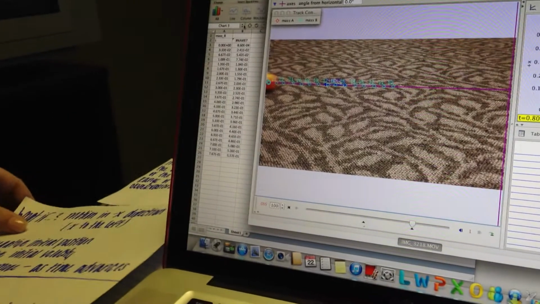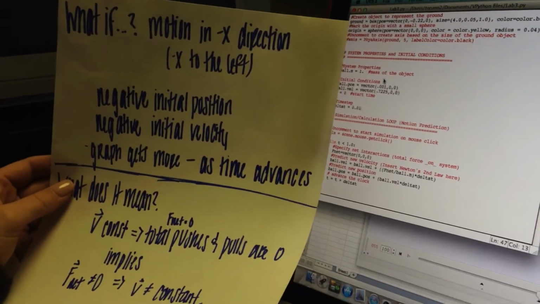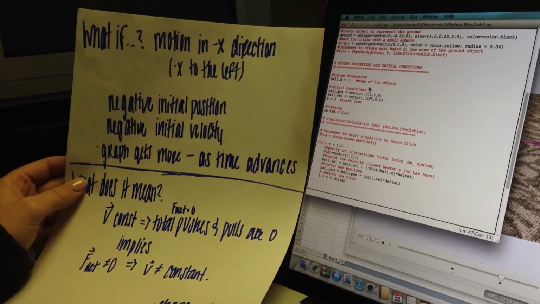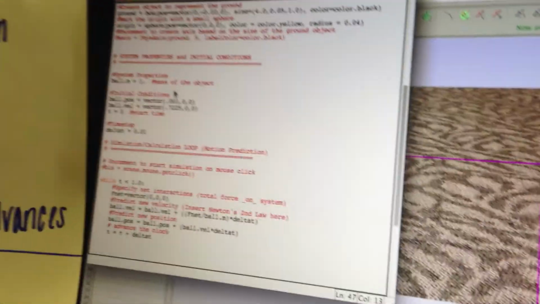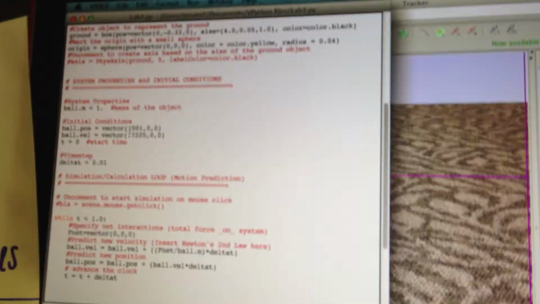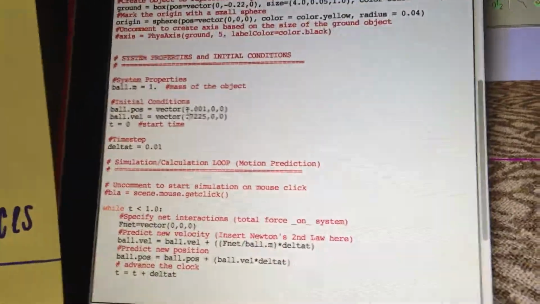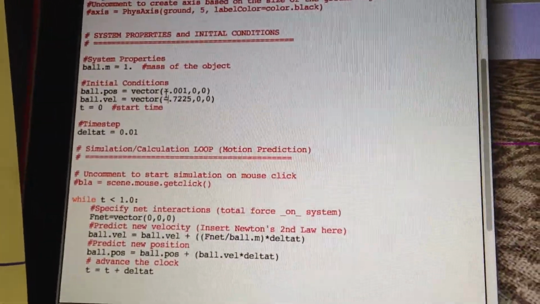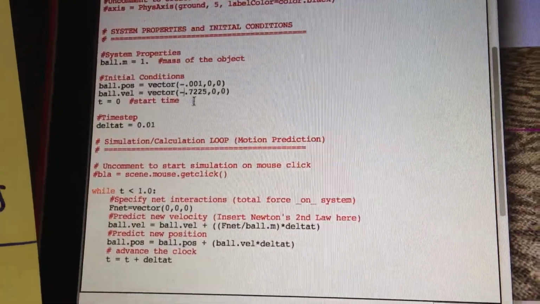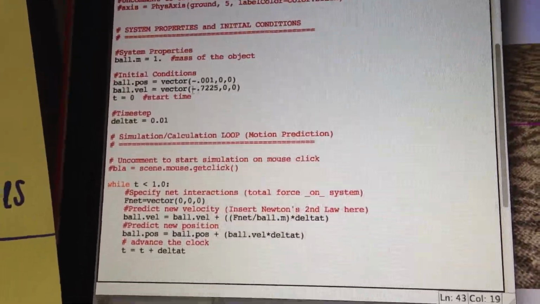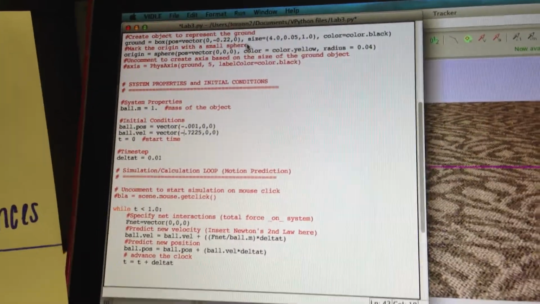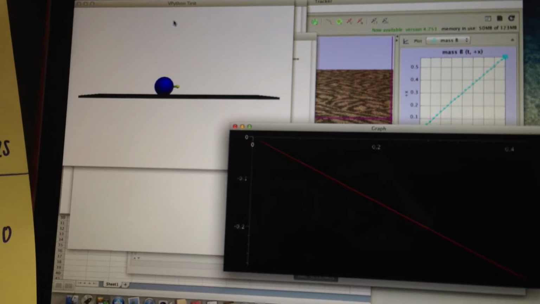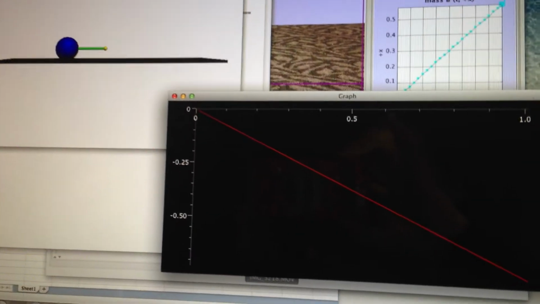So now we ask the question of what if. If we had something moving in the negative x direction, to the left, how would that change? To do that, we go back to our VPython program, and we just set these to negative. We set our initial position to negative, which would make our final velocity negative also. So if we run that module and compare it to the very first one that we had, we will notice that it's moving in the opposite direction.